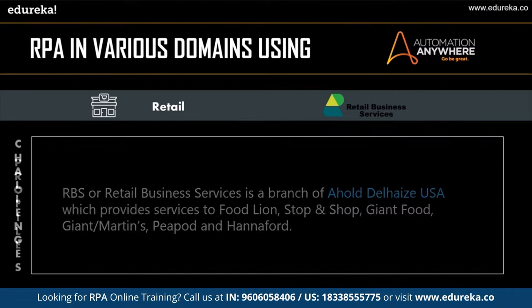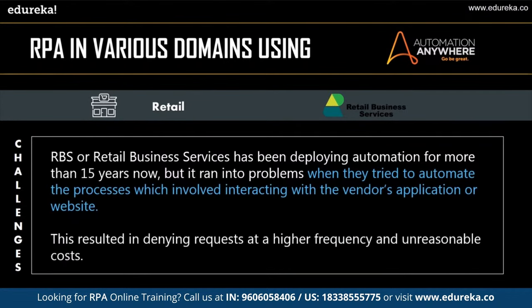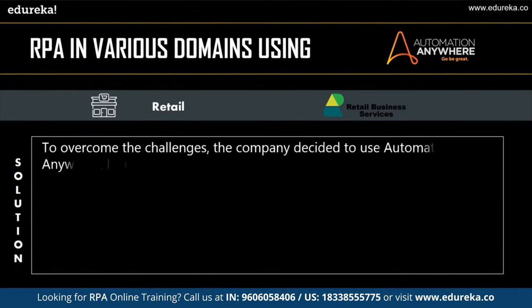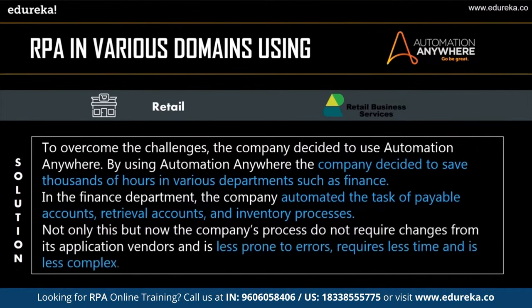Now, the challenge observed by RBS was that it had been deploying automation for more than 15 years, but it ran into problems when they tried to automate the processes which involved interacting with the vendor's application or website. So this resulted in denying requests at a higher frequency and unreasonable cost. So to overcome the challenges, the company decided to use Automation Anywhere. By using Automation Anywhere, the company decided to save thousands of hours in various departments, such as finance.